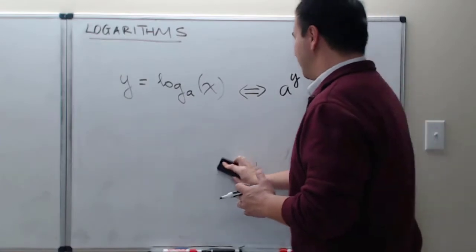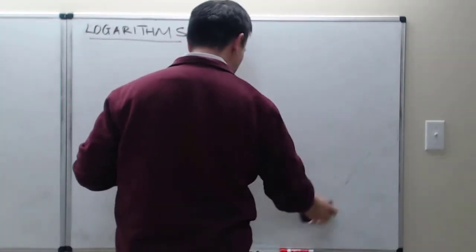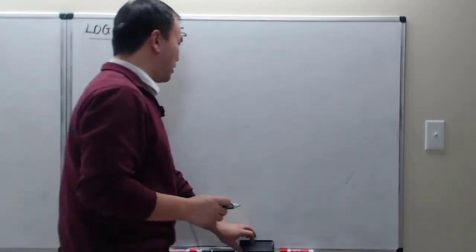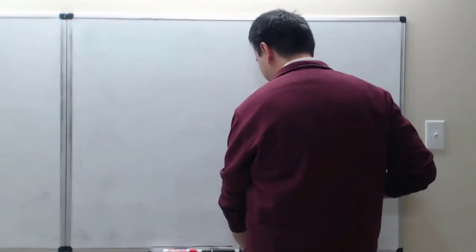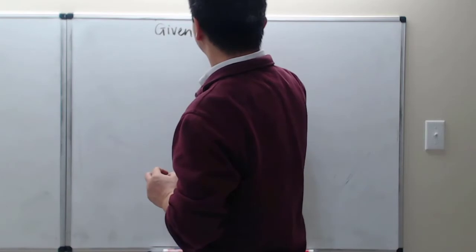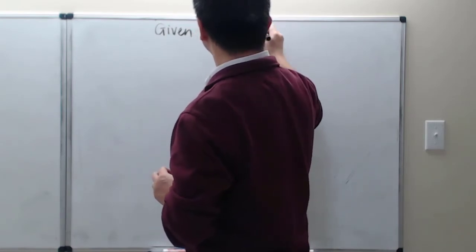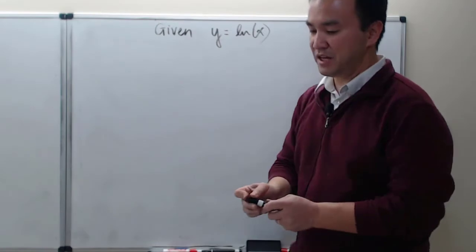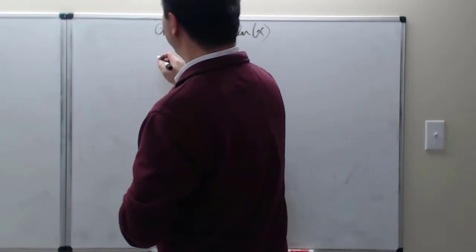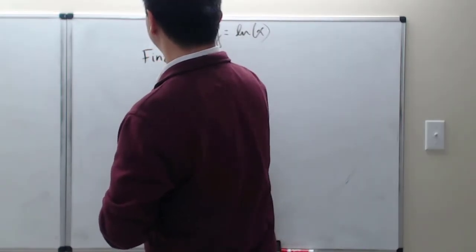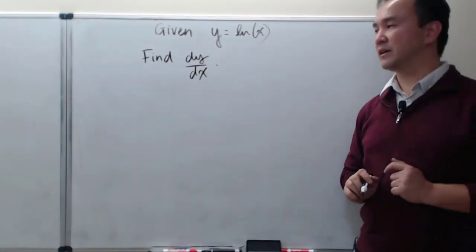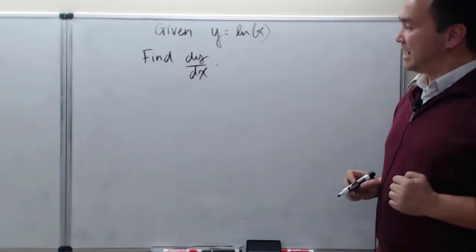Okay, so my plan here is to start out studying the derivative of the natural log, log base e of x. So now we're given the function y equals natural log of x. It's a logarithm, it means log base e, and our goal here is to find dy/dx. Our goal is to find the derivative of this given function.